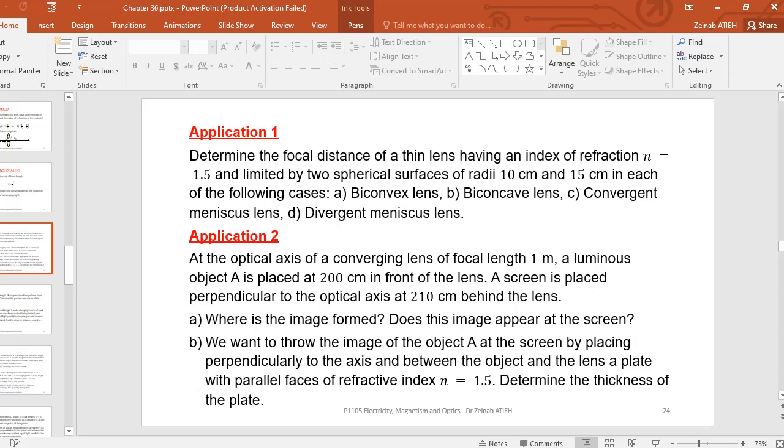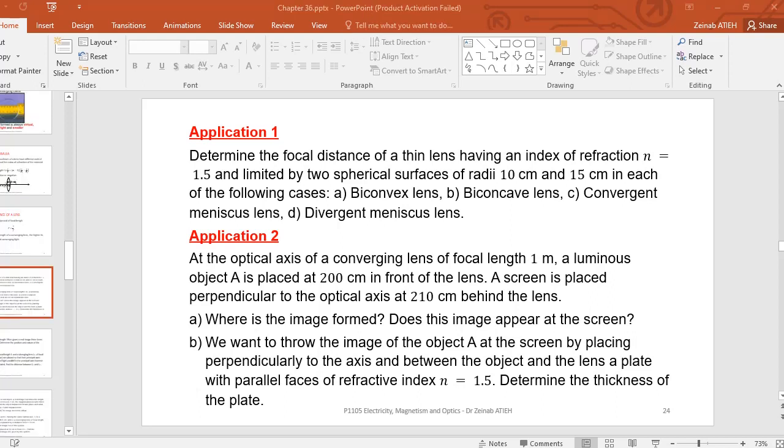limited by two spherical surfaces of radii 10 cm and 15 cm in each of the following cases. So we have a thin lens made of glass. It has an index n equals 1.5, and we have different shapes of lenses: biconvex, biconcave, convergent meniscus, and divergent meniscus. And we have to find the focal length in each case. Let's start with the biconvex lens.